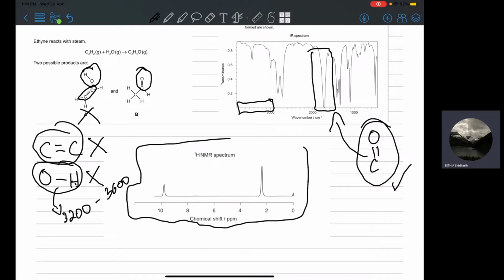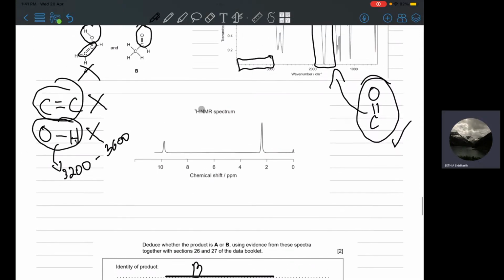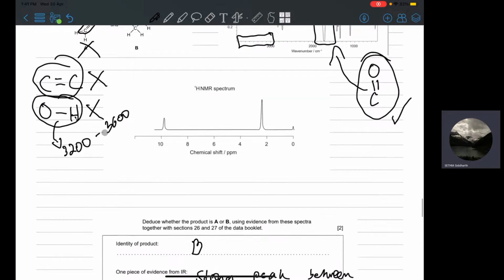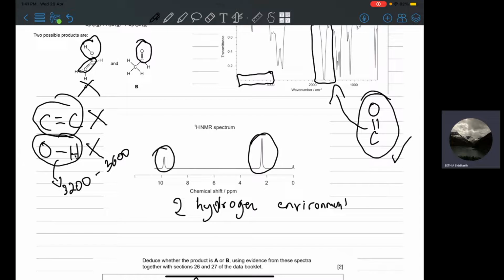Now, again, if you've watched my previous video, what did I tell you guys about the HNMR spectrum? Why do we use the spectrum? Well, we use the HNMR spectrum to determine the number of hydrogen environments which are present in a molecule. So over here in this HNMR spectrum, we can see that there are two peaks. These two peaks, this one and this one, indicate that there are two hydrogen environments present, right? That is what these two peaks indicate. There are two hydrogen environments present.